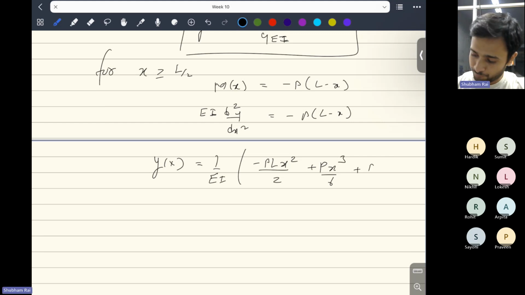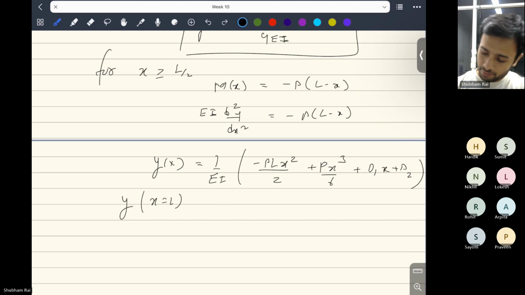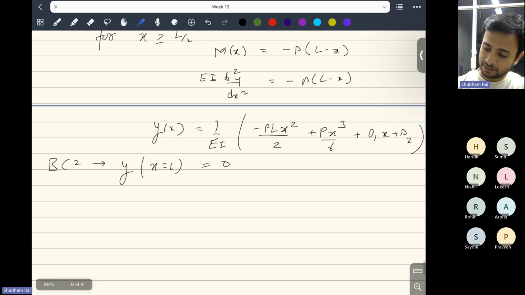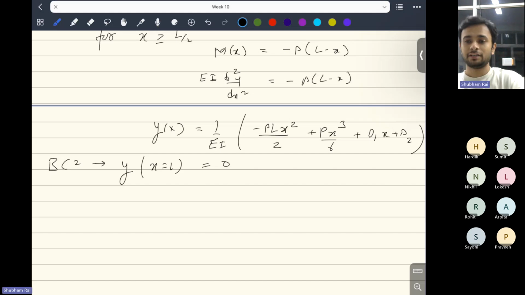Plus d1x plus d2. And why have I gone up to displacement? Because I have a displacement boundary condition. I have been given that y at x equal to L is equal to 0. So that was boundary condition 2, right? So if you put x equal to L in this expression and equate the left hand side to 0, you will get d2 actually, because at x equal to 0, all these three terms will disappear. Only d2 will be left. So d2 will be 0, right?